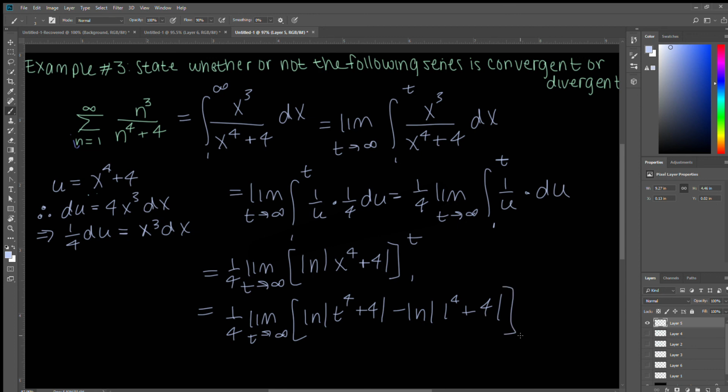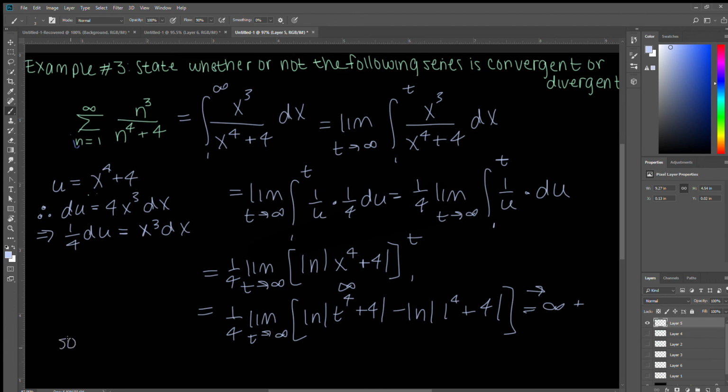And similarly to the last problem, when we plug in a value of infinity for t, infinity to the 4th power is still infinity, plus a value of 4 will still remain infinity. And the natural log of that infinite number will still be infinity. And then minus ln, I believe this calculates out to ln of 5. That's a very, very small number again. And even when multiplied by this 1/4 on the outside, it's still going to go to infinity.